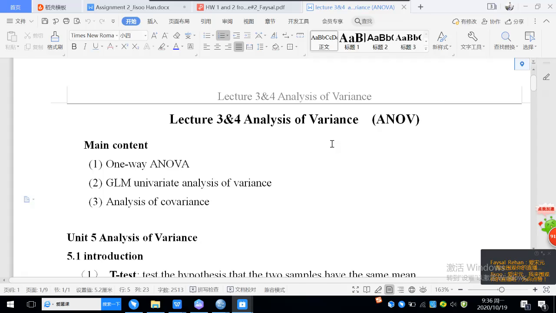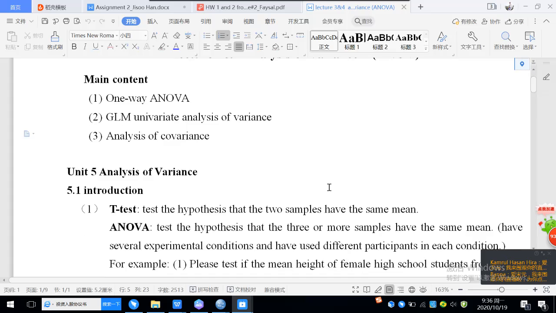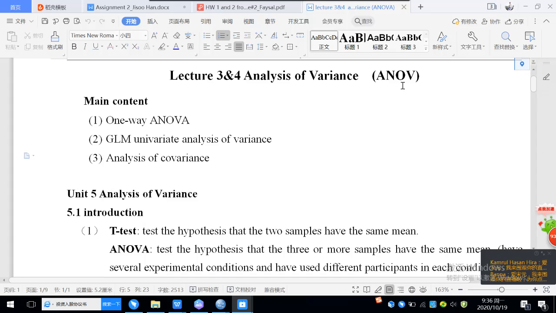The analysis of variance included three main contents. This week, we will first learn how to use one-way ANOVA. Next week, we will continue to learn univariate analysis of variance and analysis of covariance. Okay? ANOVA is very widely used in data analysis. It's a very useful way.